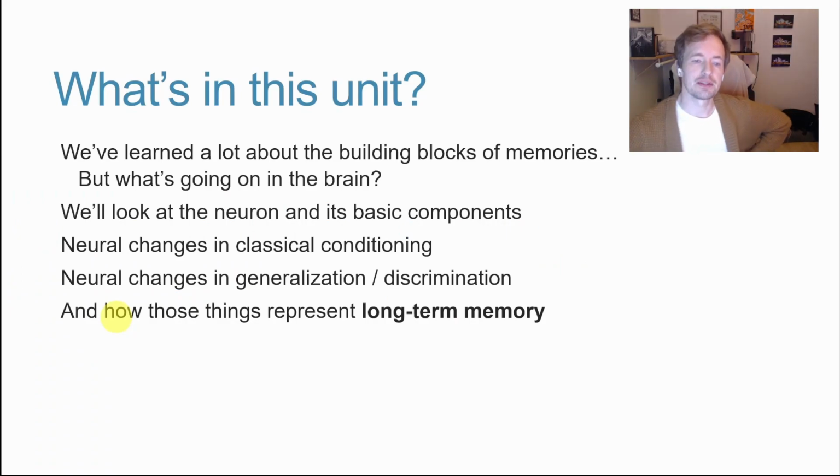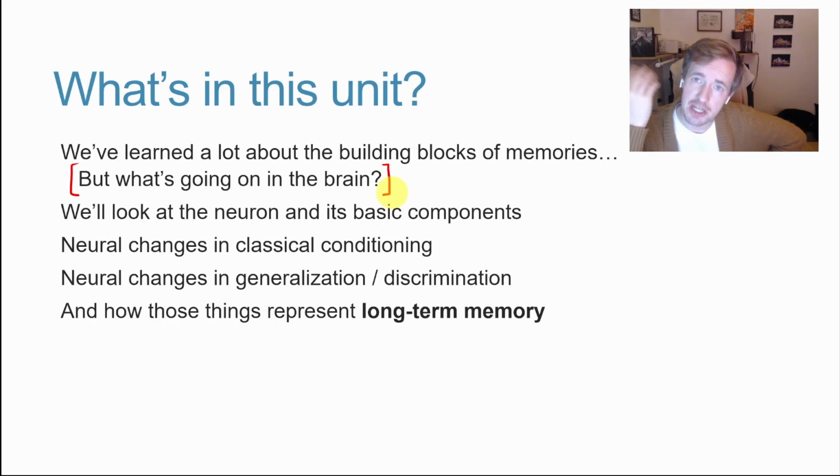So what is in this unit? We're going to be looking at some of the building blocks of memories, but specifically what's going on in the brain whenever those memories are formed. So the past couple of units we talked about classical conditioning, and we talked about sensitization and habituation and things like that. Now we're looking at what changes are taking place in the brain whenever those things are occurring.